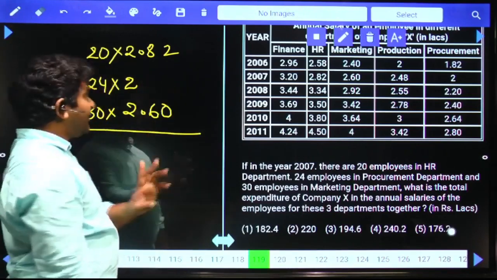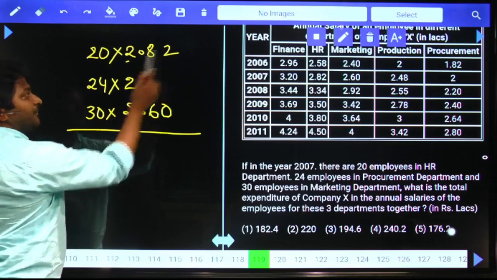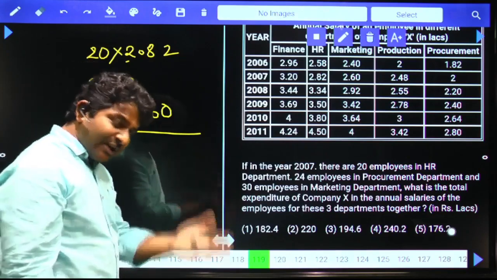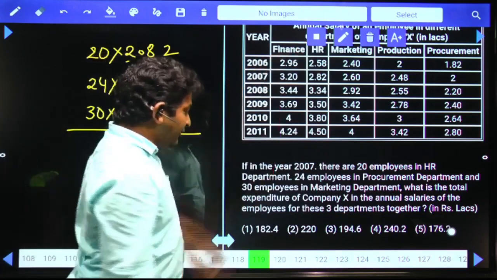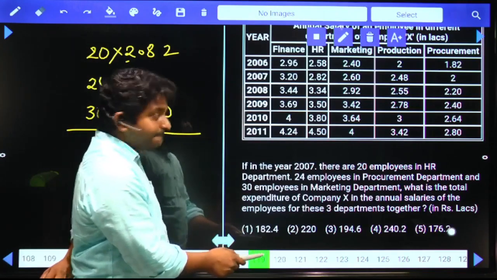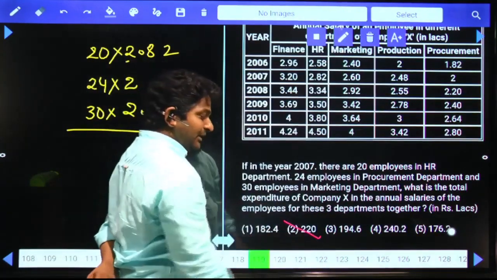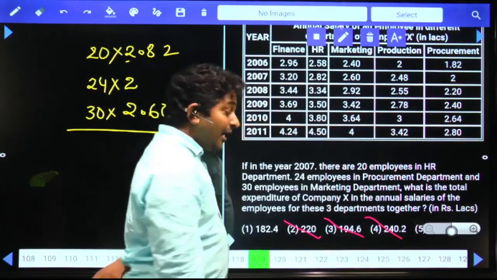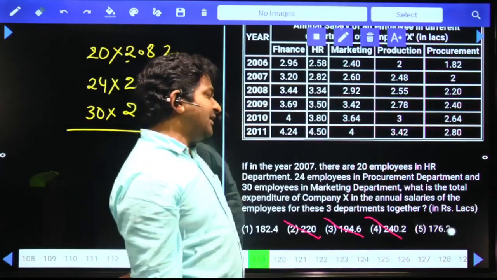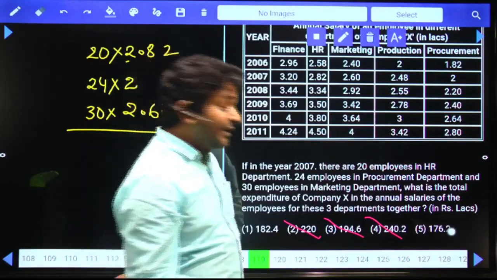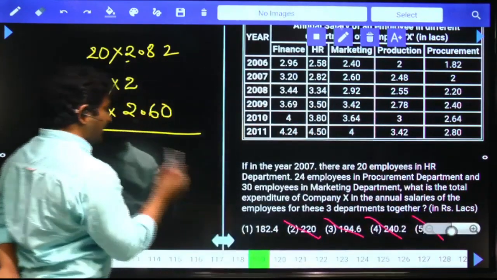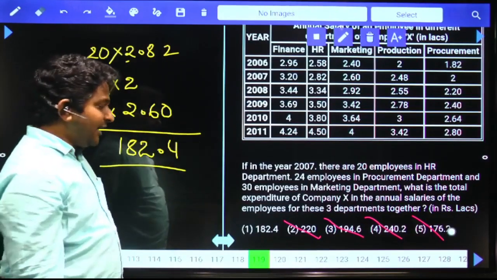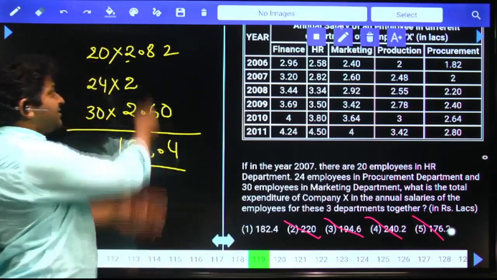Before going to this, let me verify one more thing. This is a 3 multiple. This is a 3 multiple. This is a 3 multiple. Sum of 3 multiples is also again a 3 multiple. Look at your first option. First option, that is a 3 multiple, maybe your answer. Second option, not a 3 multiple. Third option, not a 3 multiple. Fourth option, not a 3 multiple. And the fifth option is 176.2, that is also not a 3 multiple. There is only one 3 multiple. Hence, our final answer is 182.4. Direct answer, 3 multiple. Otherwise, you have to calculate and get the number.